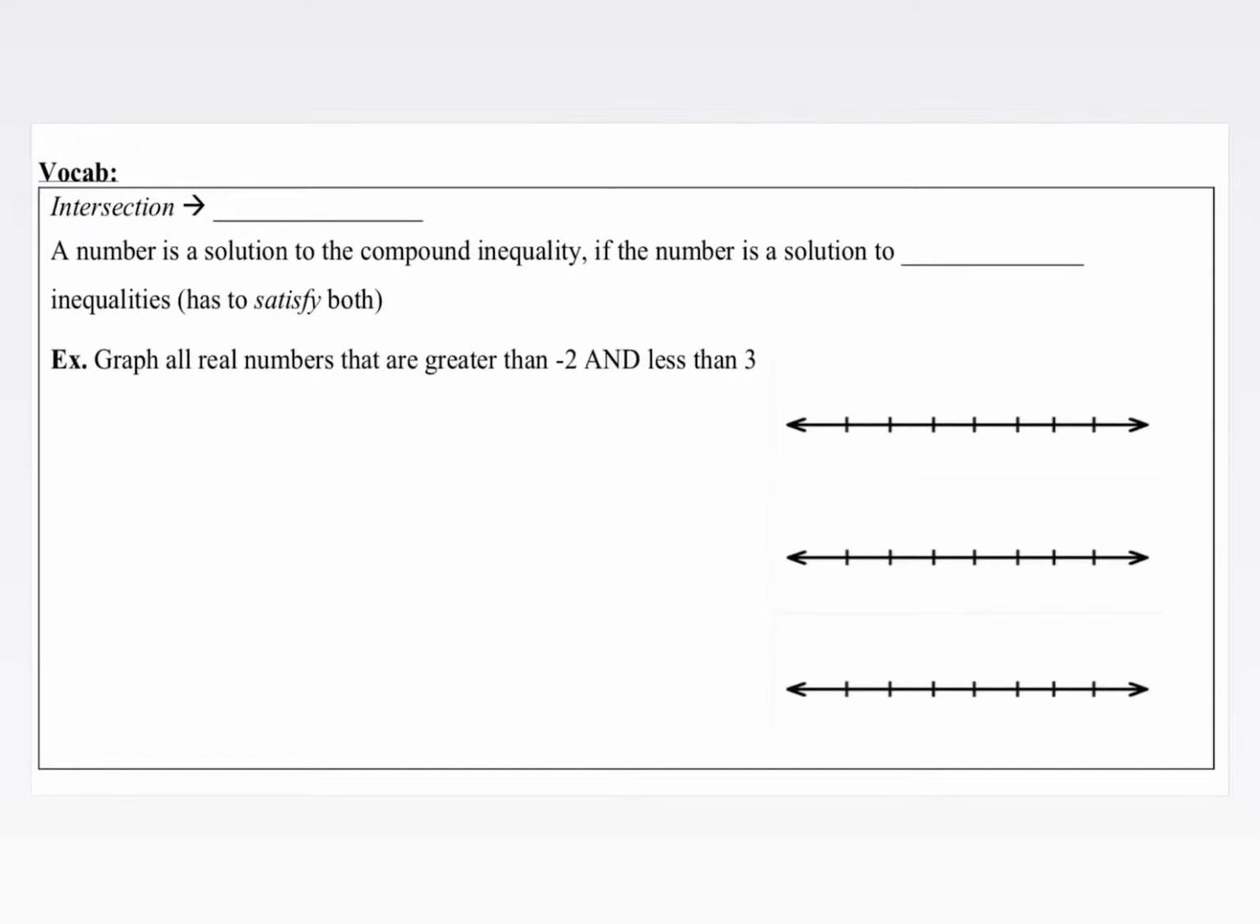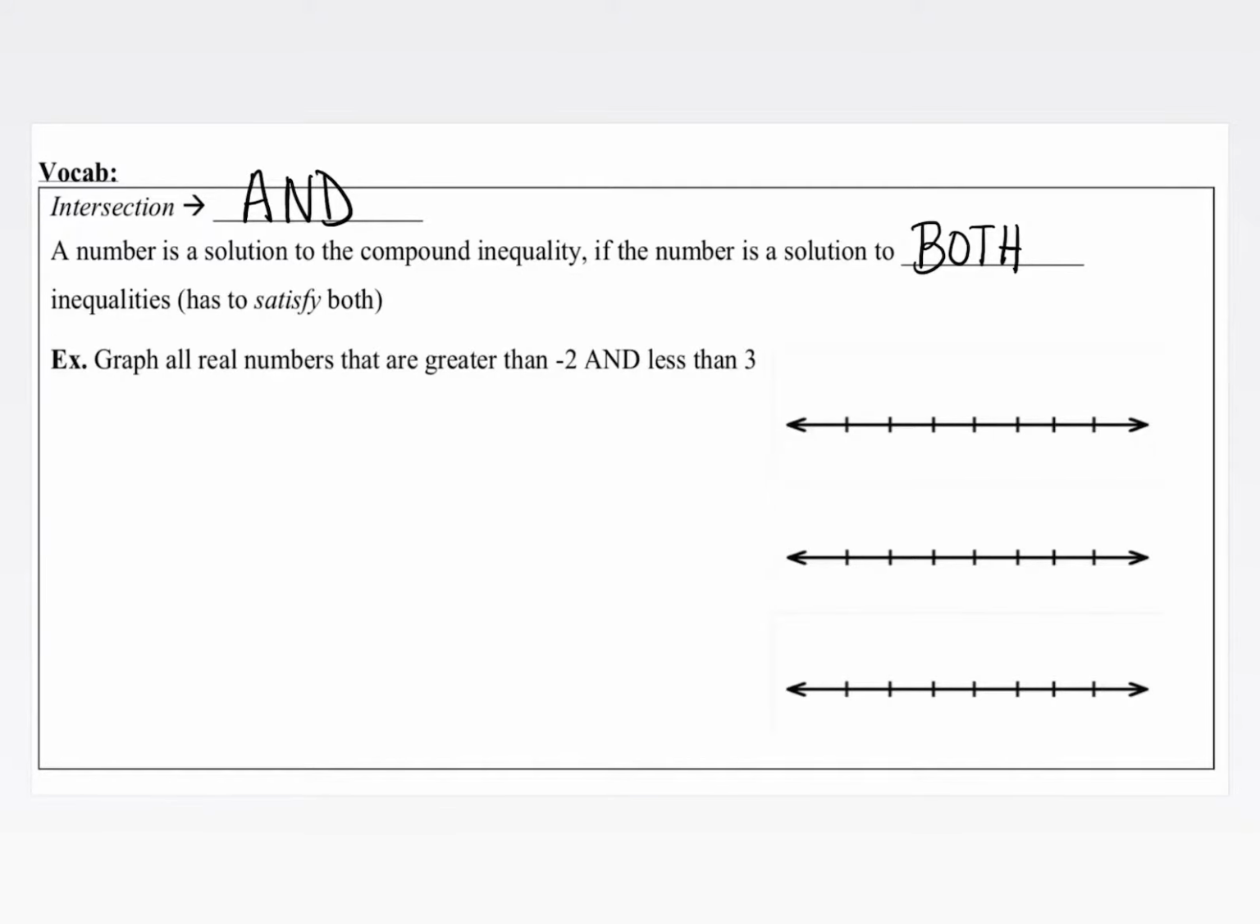There are two main words that we deal with. Intersection, which is another word for and, and union. If we start with intersection first, or the term and, that relates to when a number is a solution to the compound inequality if the number is a solution to both inequalities. It has to satisfy both inequalities.